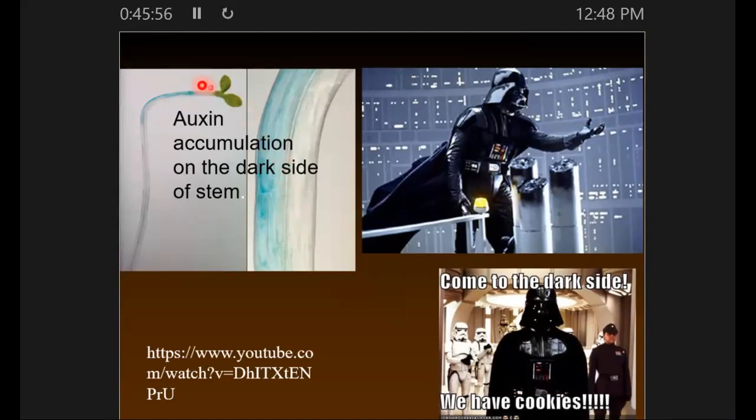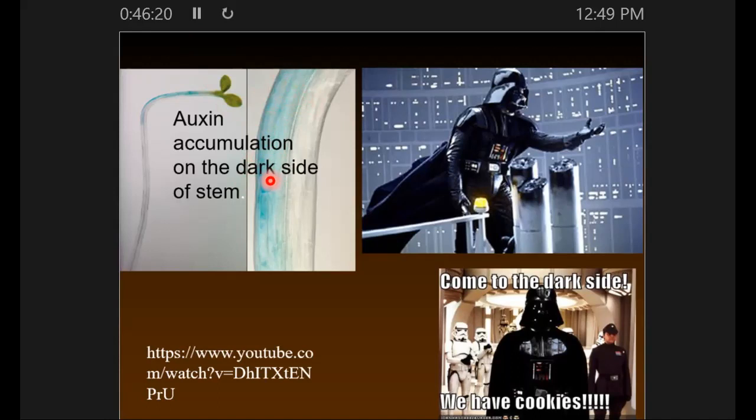So what you see here on this left top picture, they've tagged auxin with this blue dye. And then they're hitting it with light coming from the right side. And so what you're seeing is the auxin is shifting over to the dark side of the stem. And it's causing the dark side of the stem to grow.